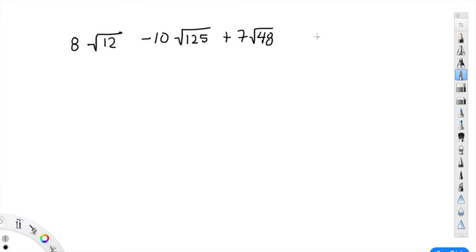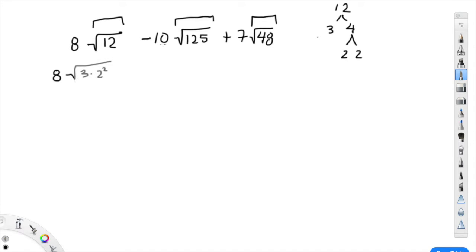Here we're asked to simplify an expression with radicals in there. The point of this is just to simplify the radicals until you can get some like radicals. The procedure is to go inside the square root and try to find perfect squares. Turns out 12 is equal to 3 times 4, and 4 is 2 squared. So it can be rewritten as the square root of 3 times 2 squared. Then you can factor out the 2.